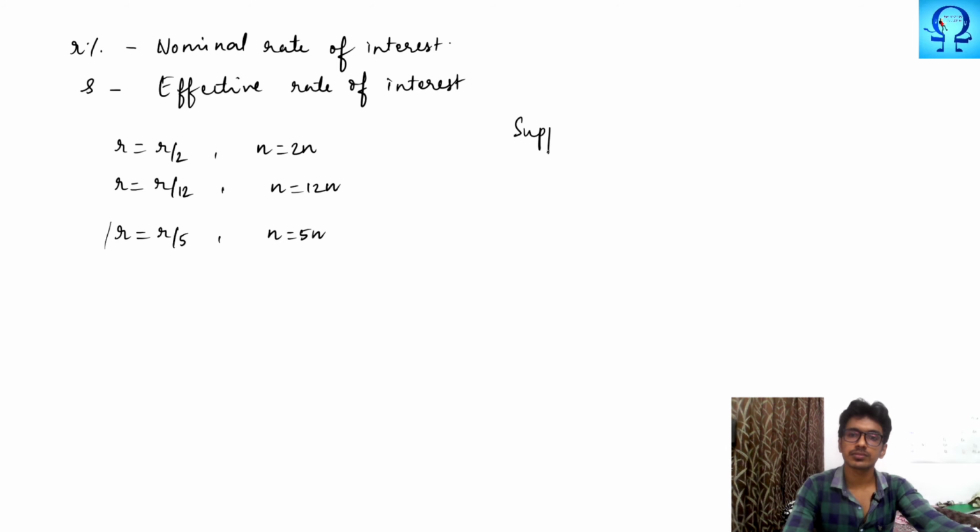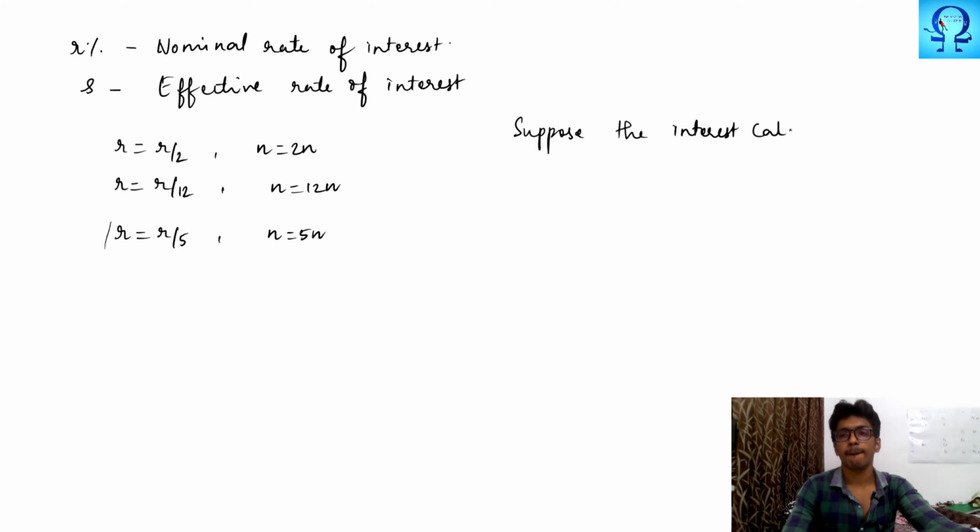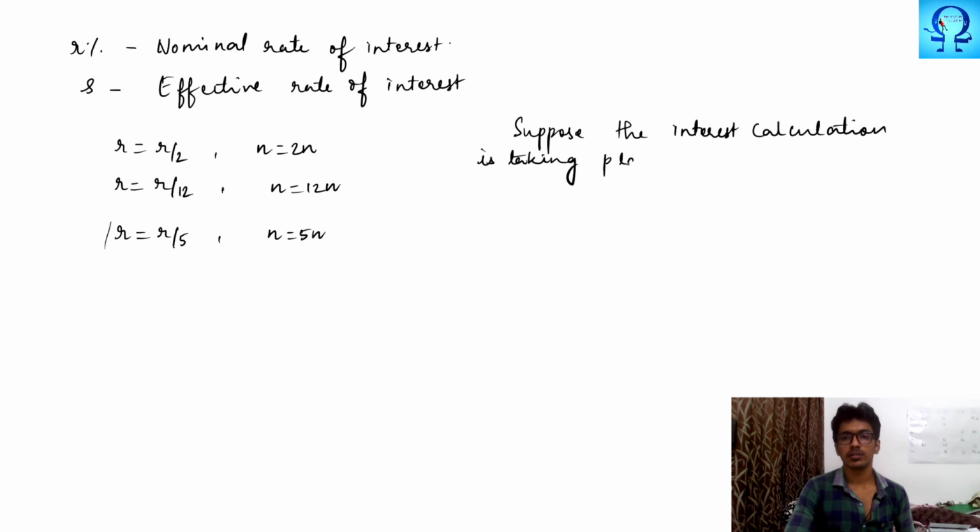Suppose the interest calculation is taking place m times in a year. So in this case, what is going to happen? M times in a year.